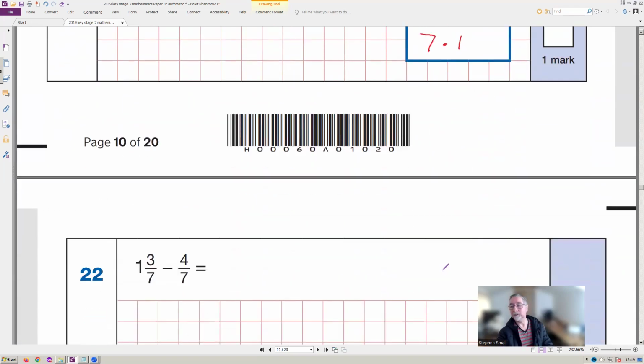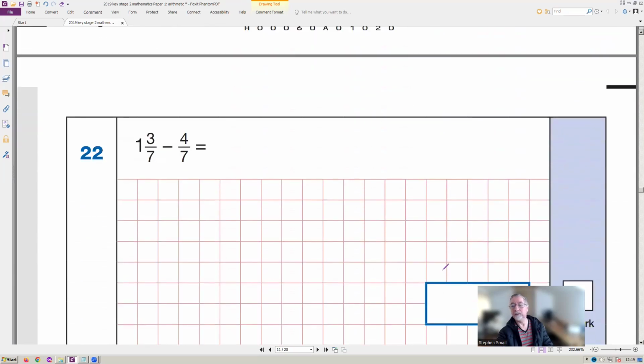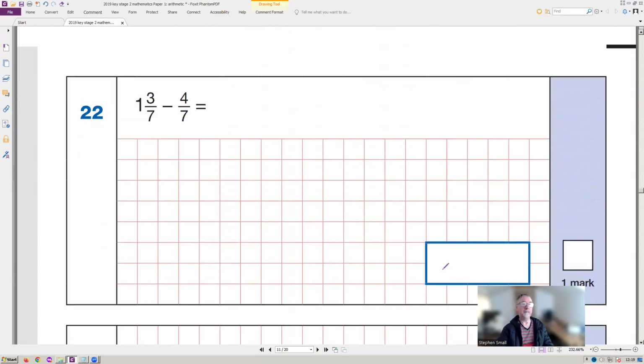These are all 1 mark ones, so are these? I think they said we could do some long division or something. Okay. Right, I've taken a bit of time now. I better be a bit quicker on these.